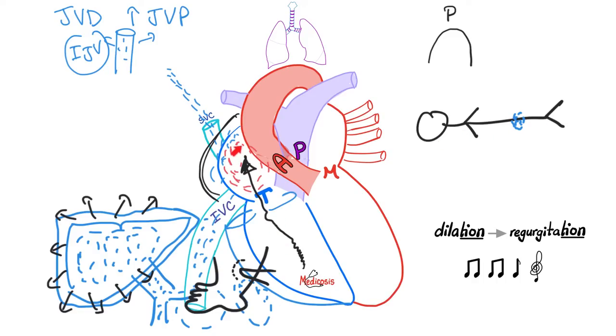So the symptoms of tricuspid regurg include jugular venous distension, hepatomegaly with ascites, and lower extremity edema. I tell my students something upstairs, something downstairs, and something in between. Upstairs, jugular venous distension. Downstairs, lower limb edema. And in the middle, we have the hepatomegaly and ascites.